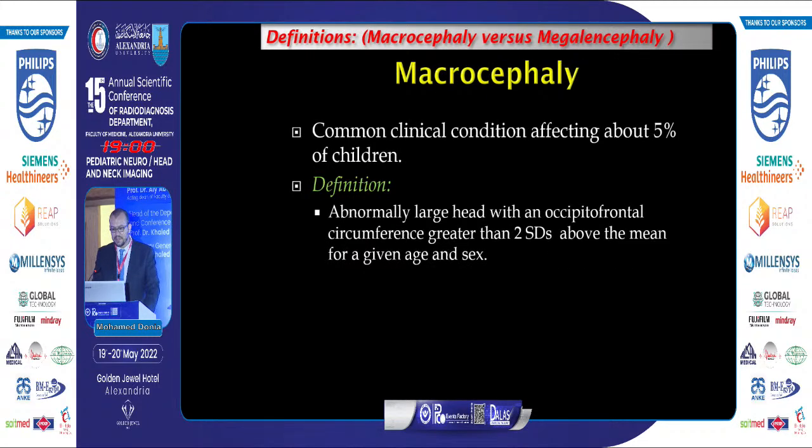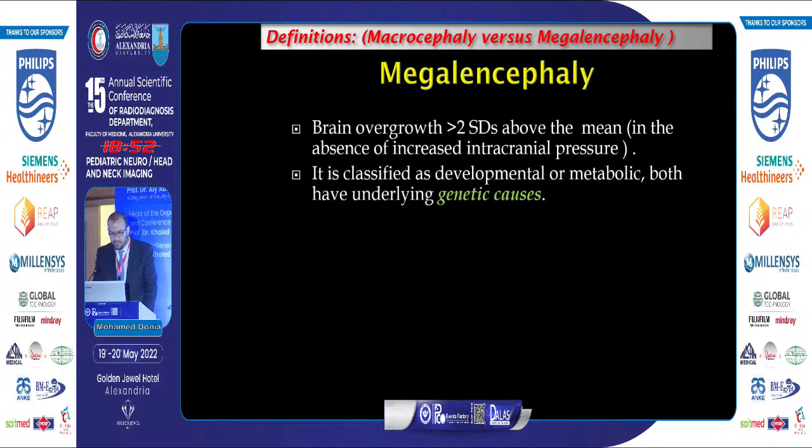Starting with the definitions: macrocephaly is a common clinical condition affecting about 5% of children, defined as abnormally large head with an occipitofrontal circumference greater than 2 standard deviations above the mean for age and sex, while megalencephaly is brain overgrowth more than 2 standard deviations above the mean in the absence of increased intracranial pressure. It is classified as developmental or metabolic. Both have underlying genetic causes.